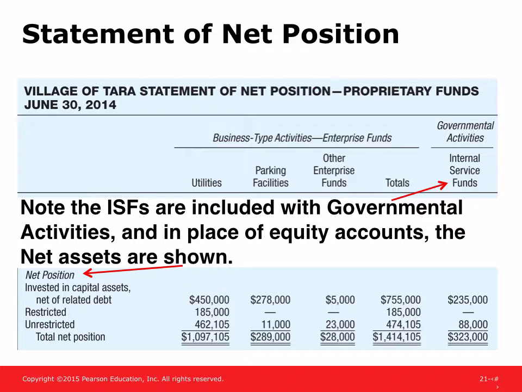You see here with the presentation of the proprietary funds, since the accounting for the internal service funds is so similar to the other enterprise funds, you see those reported on the same page as the enterprise funds, and that in place of equity accounts for those ISFs, you will see net assets shown instead.